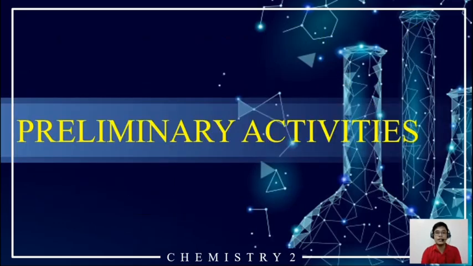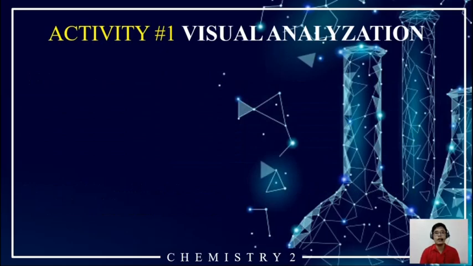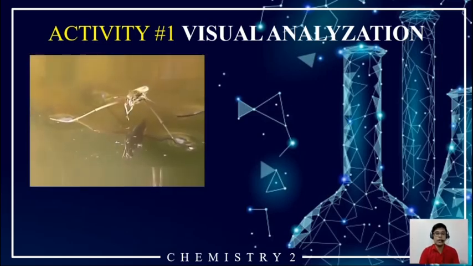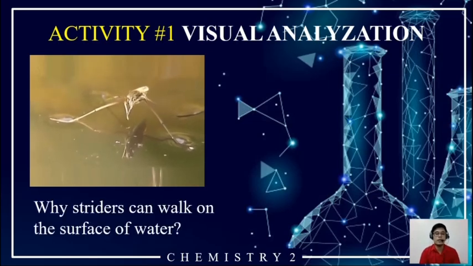And let us have first the different preliminary activities. For activity number 1, visual analyzation. On your module, makikita nyo dyan yung dalawang picture under activity number 1. But this time, that picture will be transformed into a GIF. Let us have the first GIF, which is a strider. Strider is an insect. Okay, and the question here is, why striders can walk on the surface of the water?